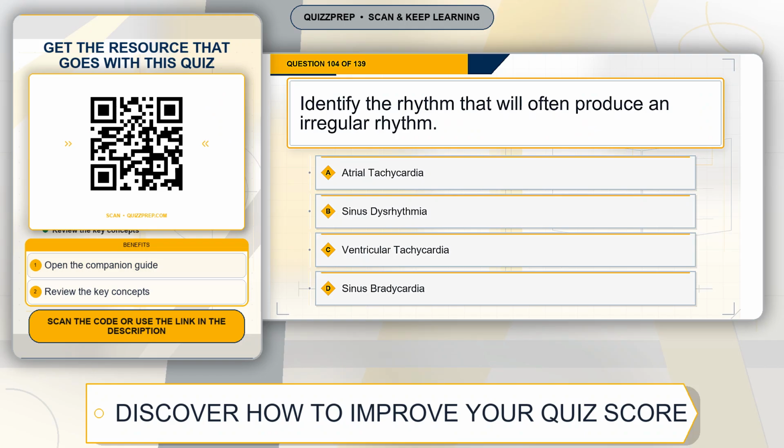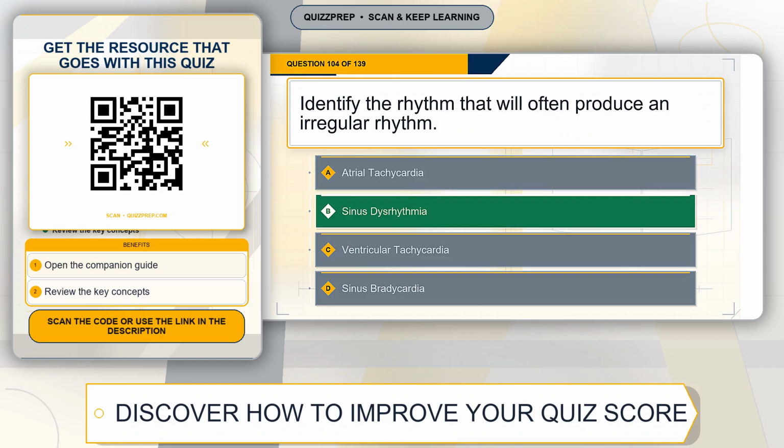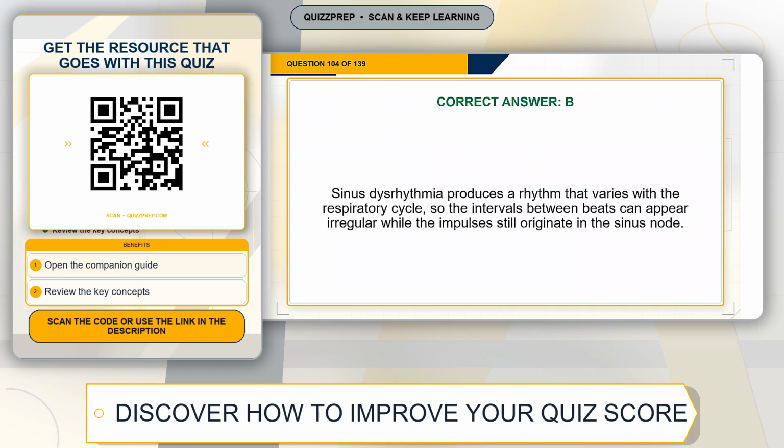Question 104. Identify the rhythm that will often produce an irregular rhythm. Option A, atrial tachycardia. Option B, sinus dysrhythmia. Option C, ventricular tachycardia. Option D, sinus bradycardia. The correct answer is option B, sinus dysrhythmia. Explanation. Sinus dysrhythmia produces a rhythm that varies with the respiratory cycle, so the intervals between beats can appear irregular while the impulses still originate in the sinus node.